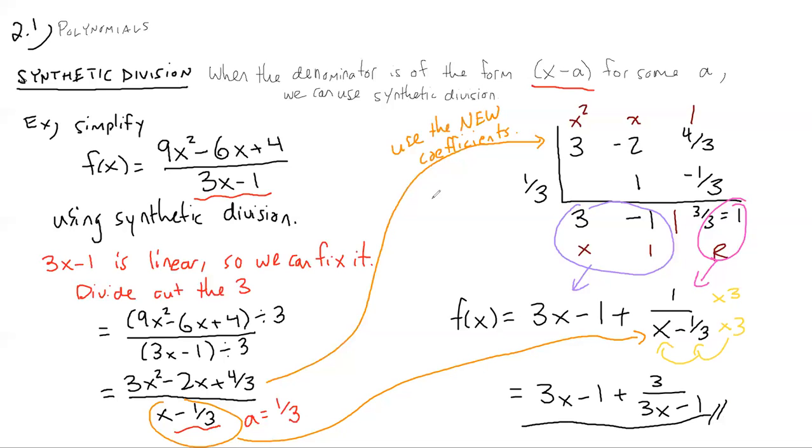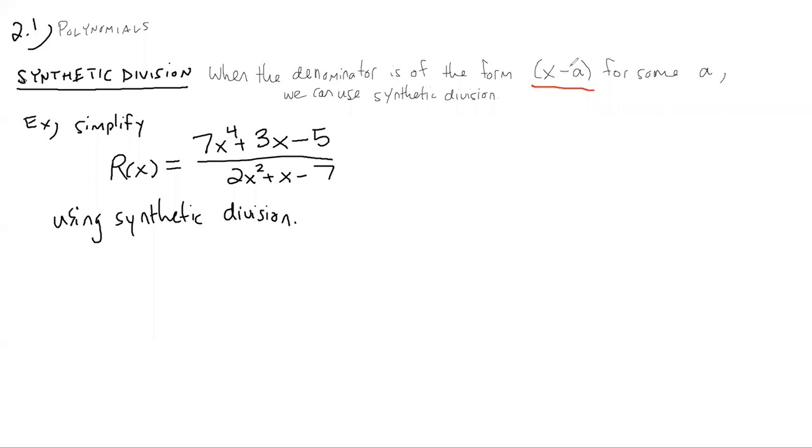We'll do one last really quick example, and then that should be the lesson on synthetic division. Okay, so I've given one last example here. I've got 7x to the 4 plus 3x minus 5 divided by 2x squared plus x minus 7. And the question specifically says to simplify this using synthetic division. And if you're paying attention to that note on the top, the answer to this should be no.